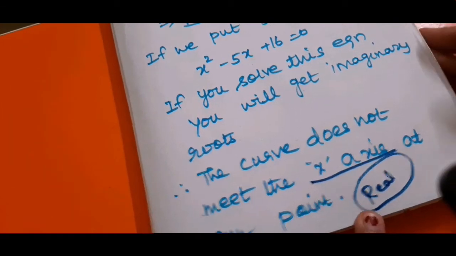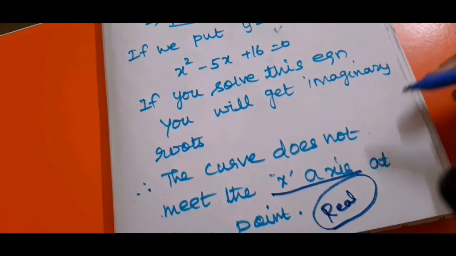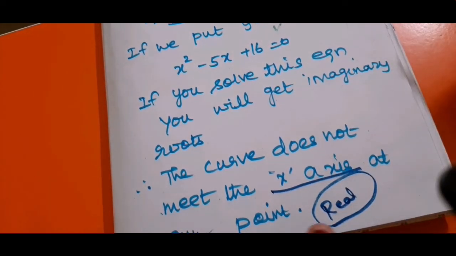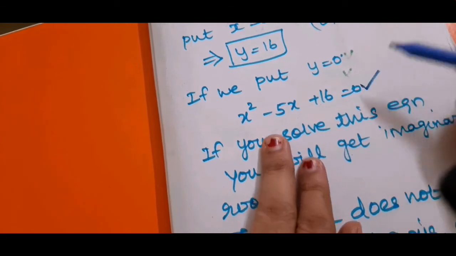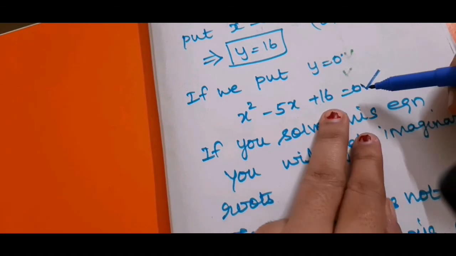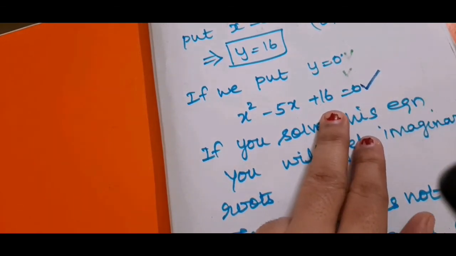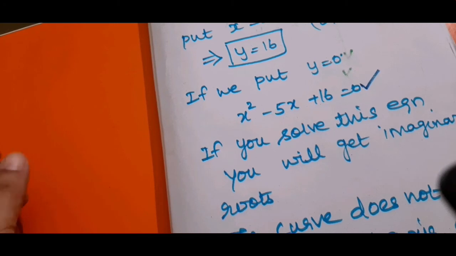X-axis is the real axis. So the curve does not meet the x-axis at any point. So since the curve is not meeting the x-axis, it does not have real roots. It has only imaginary roots. So you can check by the formula method, minus b plus or minus square root of b square minus 4ac, you can use it and find out the imaginary roots. That is not needed here, I am just telling you for verification.